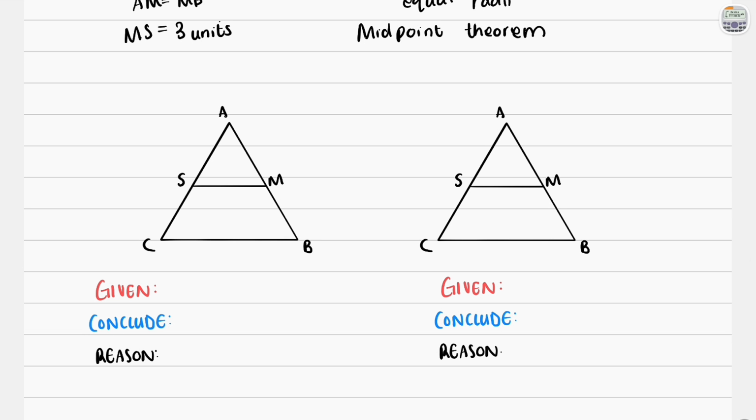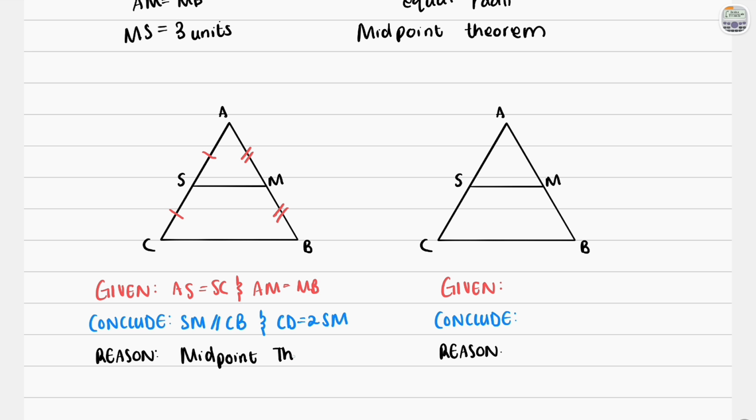If we were given that this line AS was equal to SC and AM was equal to MB, then, remember, this is what you have been given: AS is equal to SC and AM equals MB. Then what you can conclude from this is that first, SM is parallel to CB or BC, and that CB is twice the size of SM. And the reason here would specifically be the midpoint theorem, because that's the midpoint theorem we're using.